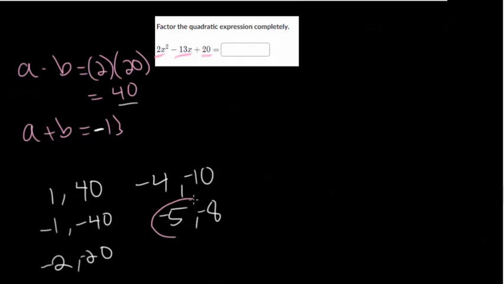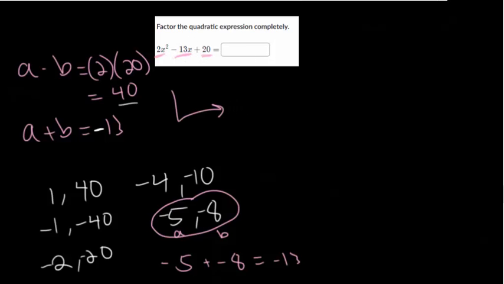And that would be this one, since minus 5 plus negative 8 would give you minus 13. And again, it doesn't matter what you call A and what you call B. You can switch them if you want. But we're going to break up this minus 13x into two terms now. So let's start by doing that.